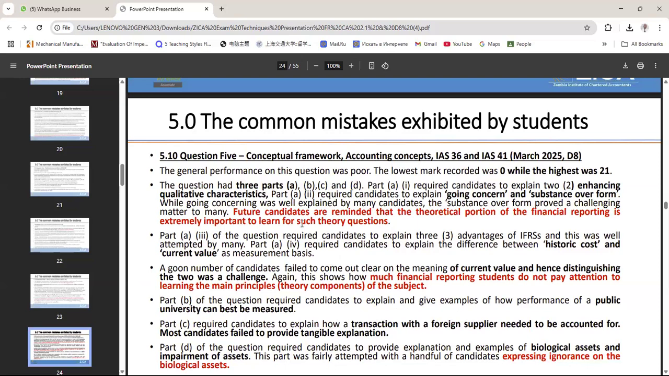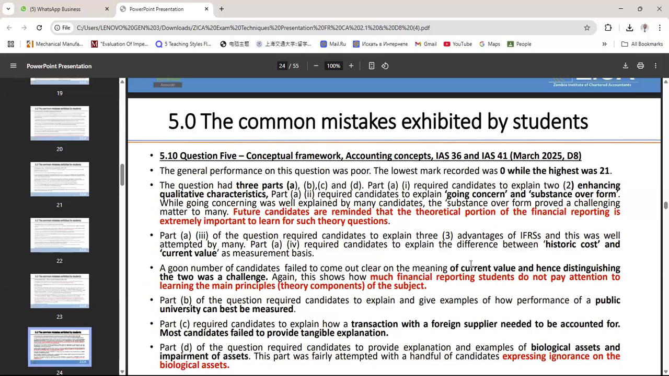And one of the areas I was advised by Zika to comment on is that students are not answering theory. So take note, it's not about number crunching only. And the reason you are not answering theory is simple: you are not studying the standards. So if you don't study the standards, how are you going to pass?